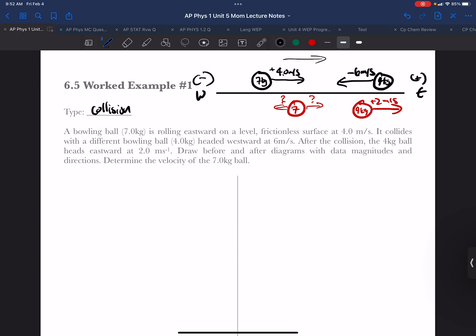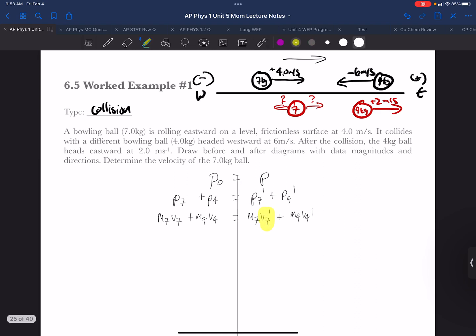So we begin with P0 equals P, and beforehand we have momentum of the 7 and momentum of the 4. And afterward we have the momentum of the 7 and the momentum of the 4. Now, the momentum before is M7 V7 plus M4 V4. And afterward, we have M7 V7 prime plus M4 V4 prime. Now, I didn't put a prime on the M7 and the M4 because the mass stays the same. There is no different value afterward.